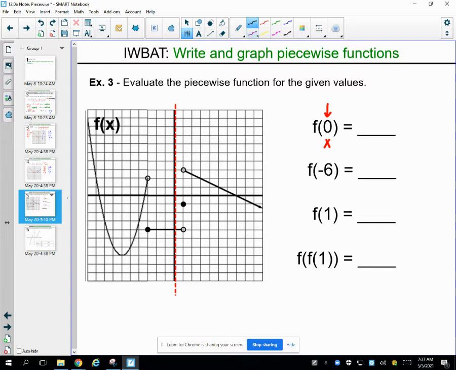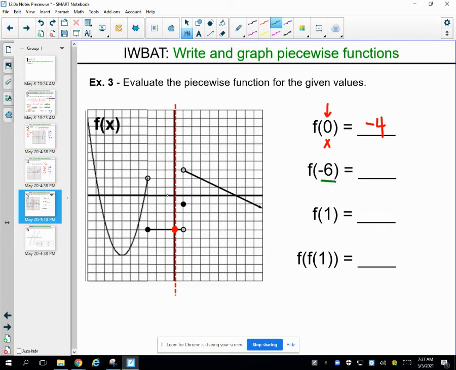Oops, let me change colors there. Okay, so here's the output. So you want the y value here. So 1, 2, 3, -4. So that point is 0, -4. Next one, f of -6.